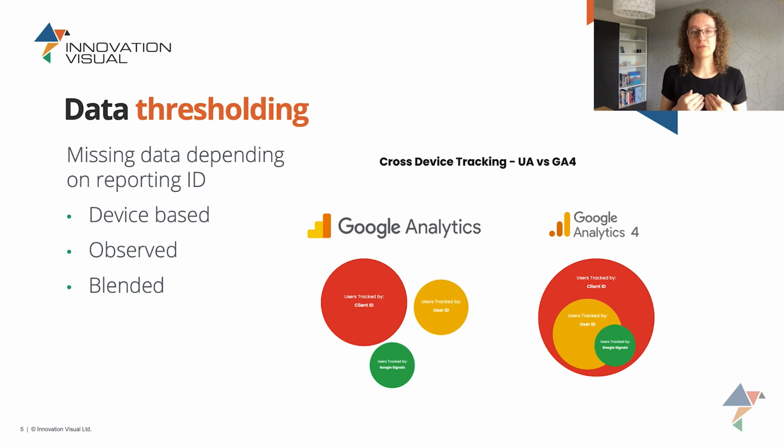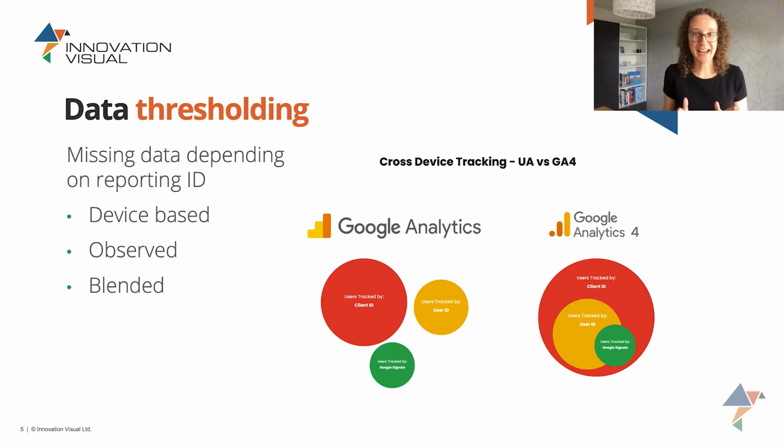So with observed, you should have a better idea of a good number, like the actual number of users, but you might still have data thresholding with this. And then the final one is blended. So it's very similar to observed. Google is still filling in all the gaps with user ID, signals, and device ID, and it uses modeling to avoid privacy issues. So very complex modeling with AI, machine learning, etc., to fill in the gaps, basically.